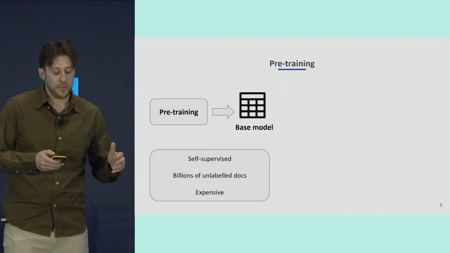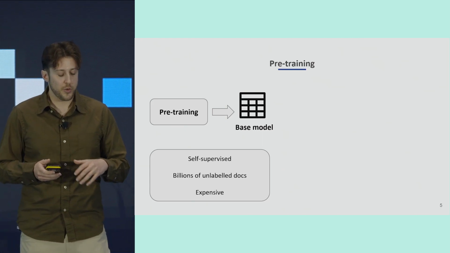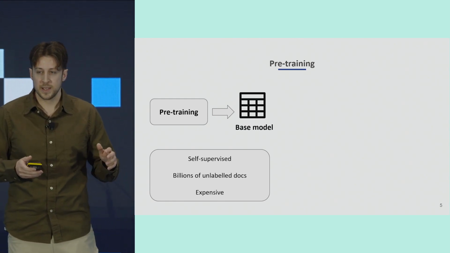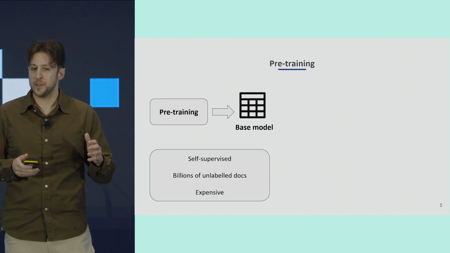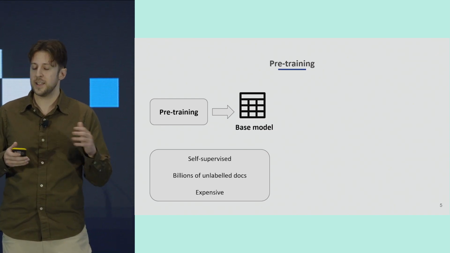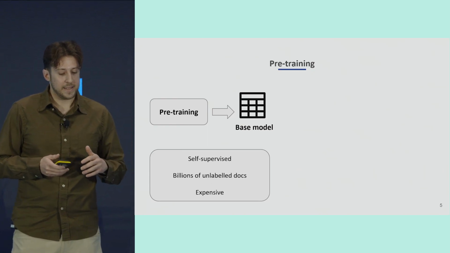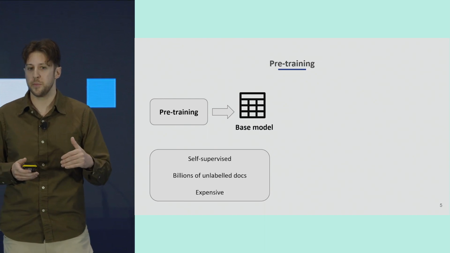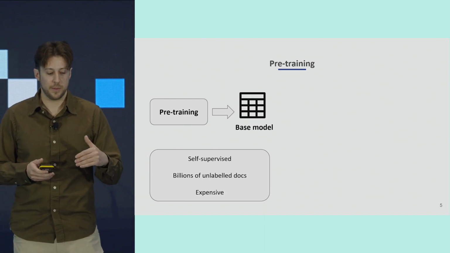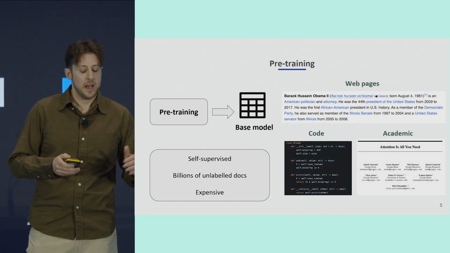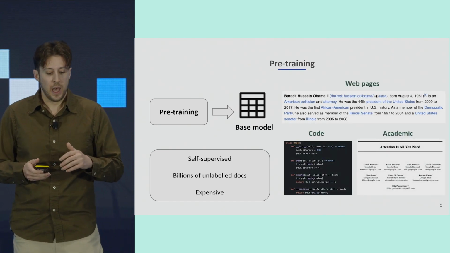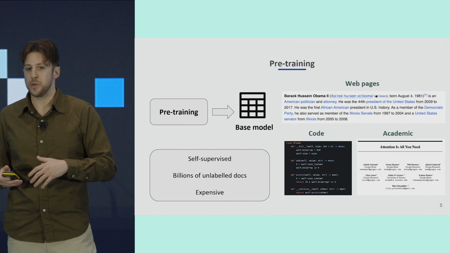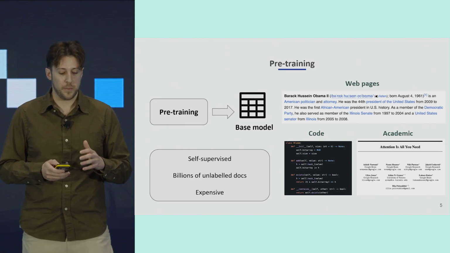So starting with pre-training, pre-training is basically where you train a model in a self-supervised fashion on billions and billions of unlabeled documents. And this is really expensive computationally. It takes months. Can cost tens of millions of dollars or even more. And you end up with a really, really smart, capable base model, but that is kind of hard to use right out of the box because it hasn't been adapted to be used by human beings. So the types of data that you would include in your pre-training data set are web pages, code files, academic papers, but they're all in raw, unlabeled form.